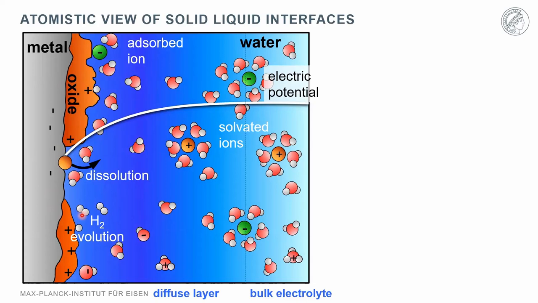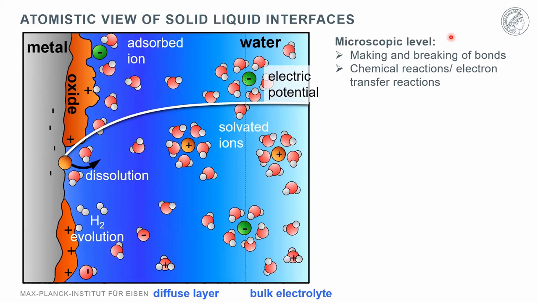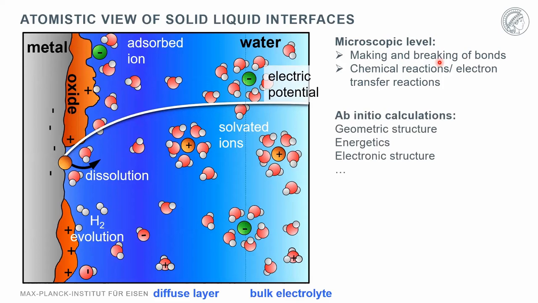So when we go to the microscopic level, it is mostly about making and breaking of bonds in chemical reactions. And if we think about the methods that we have available, obviously ab initio calculations would be a method of choice, because it gives us insight both into geometric structure and energetics, which we would achieve also with atomistic calculations. But we are also often interested in the electronic structure, and this is where DFT would be helpful.